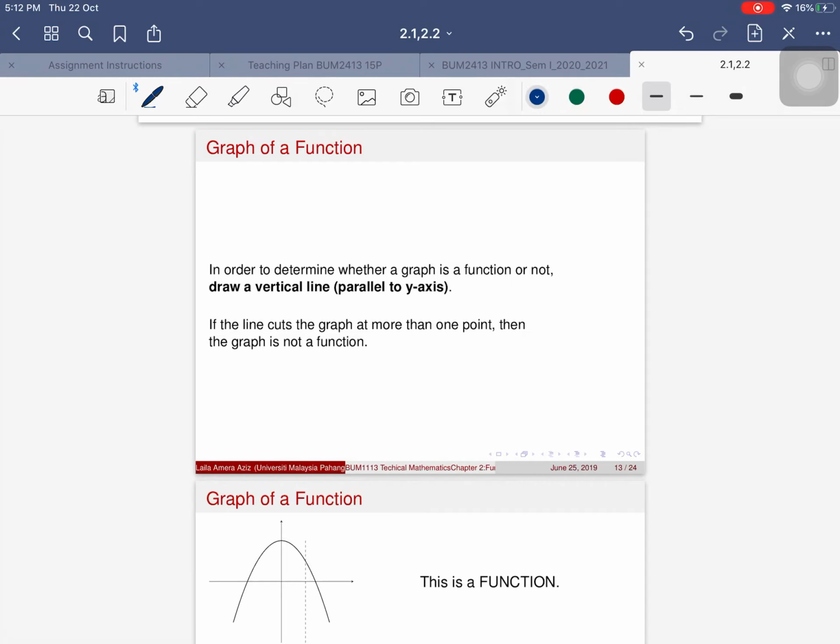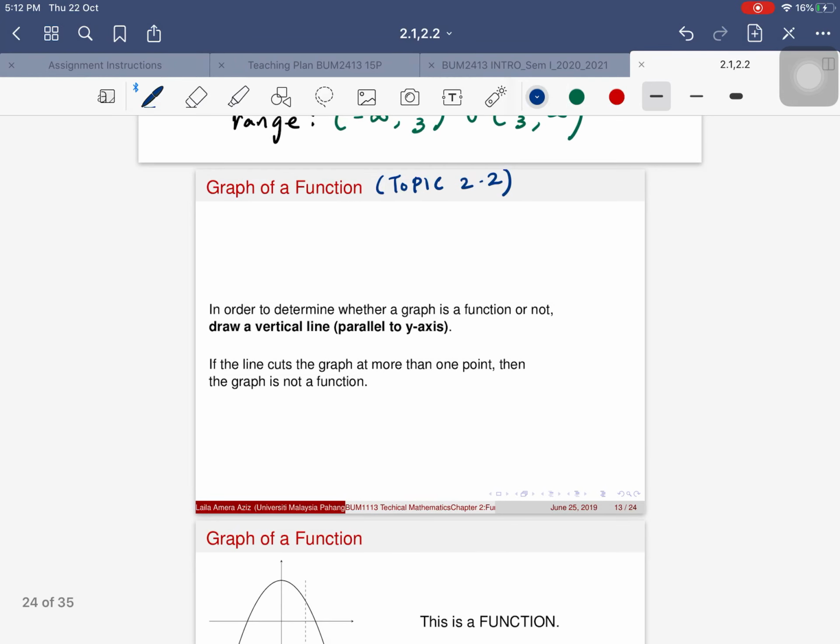Alright, so this is actually topic 2.2. Let me put it over here. So topic 2.2, graph of a function. I was too lazy to actually edit this Beamer file. So it is over here in order to determine.